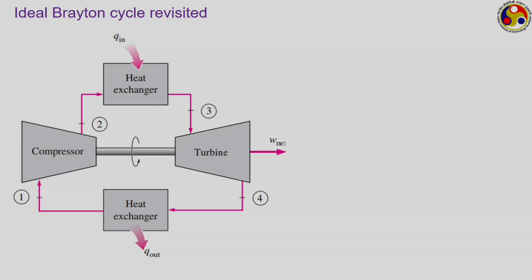We have a compressor where the working medium, which is a gas, gets compressed from some low pressure at P1 to high pressure at P2. Then we have a heat exchanger where energy is supplied from some external source. Remember, this closed cycle is an external combustion type engine. So, here we do not have any combustion, rather heat is getting supplied from some external source.